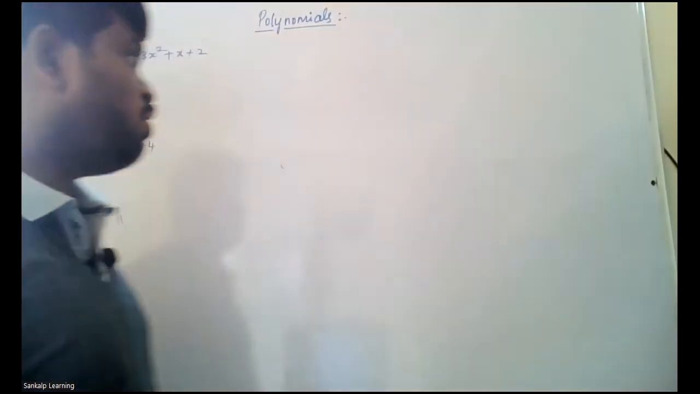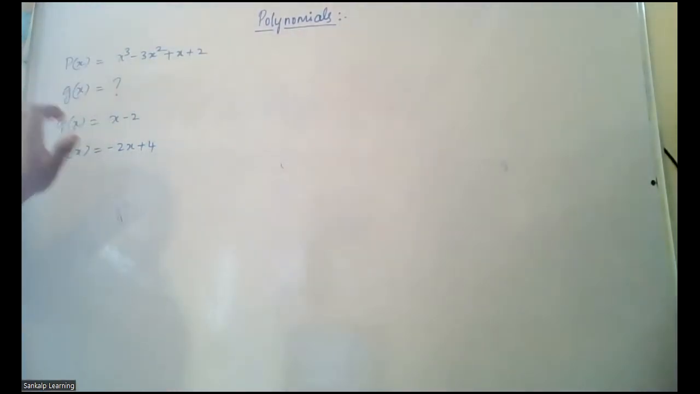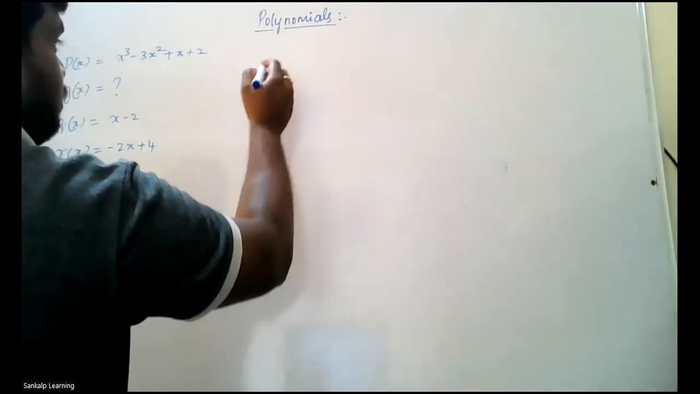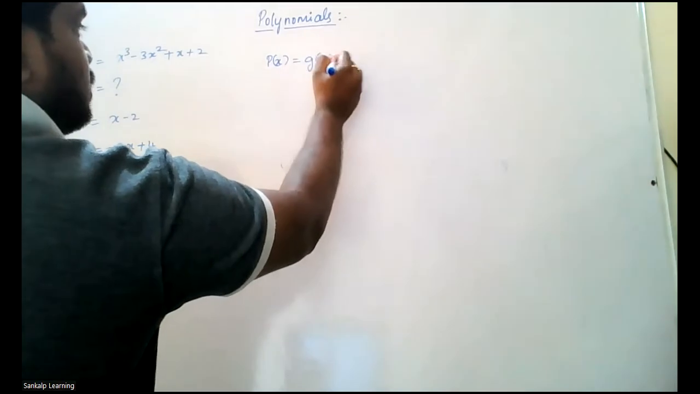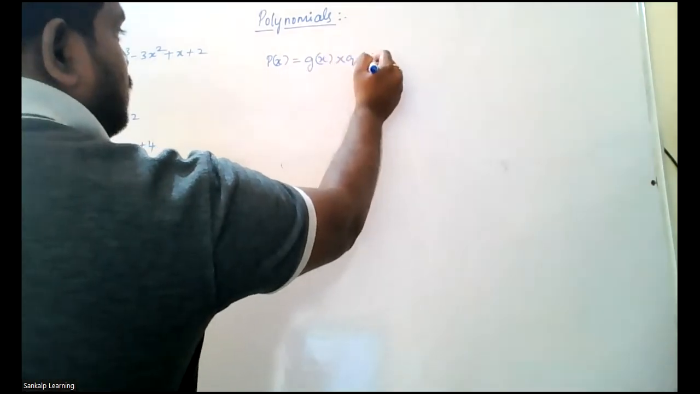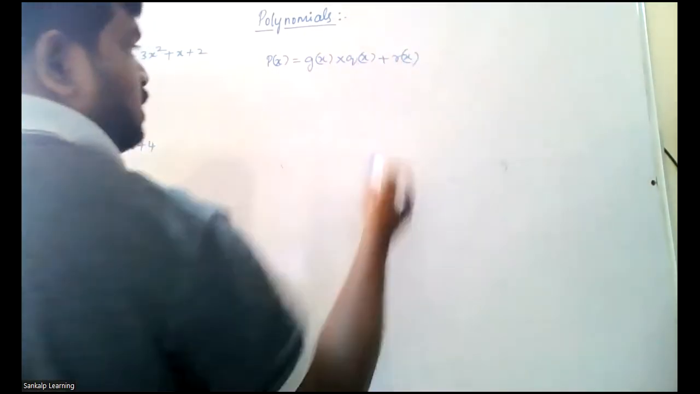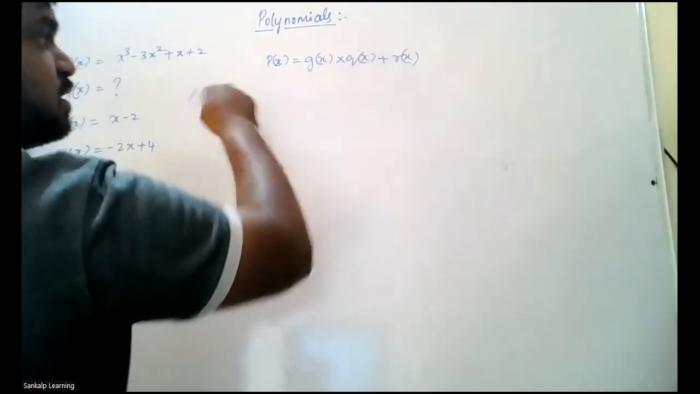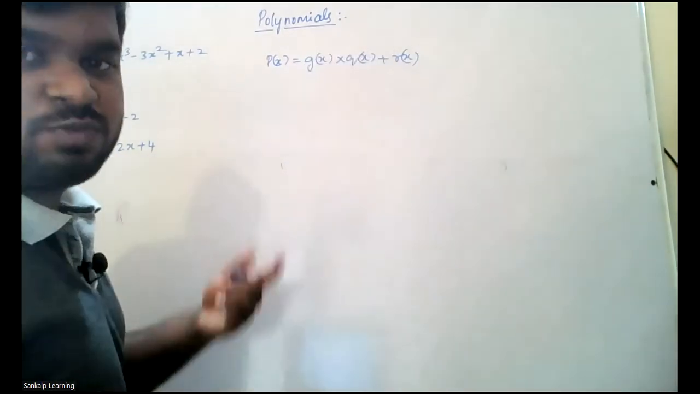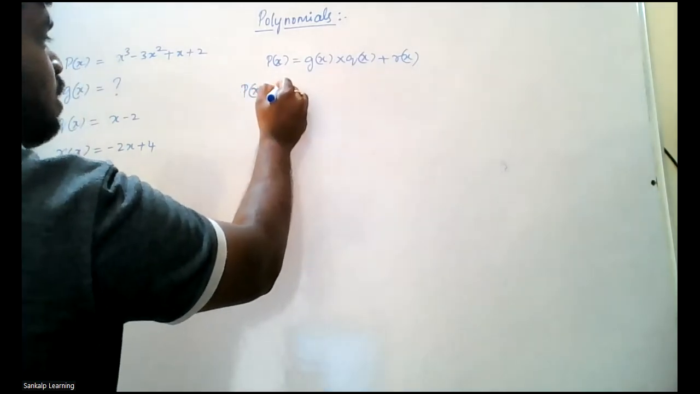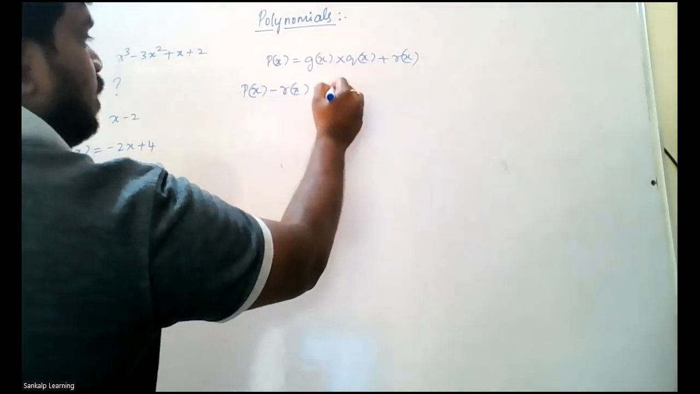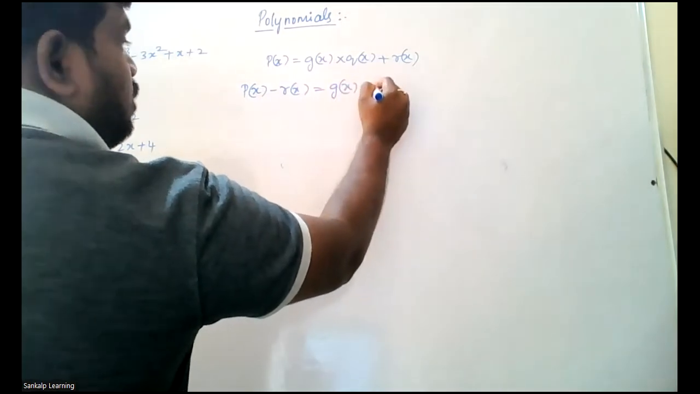So we have written p of x, the given thing. g of x we have to find, q of x is given, r of x is given. Now using the division algorithm, we know that p of x can be written as g of x into q of x plus r of x, isn't it? We'll get the r of x to the other side. What we are trying to do is find the formula for g of x. p of x minus r of x is equal to g of x into q of x.